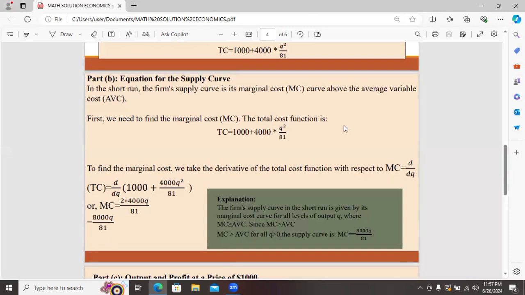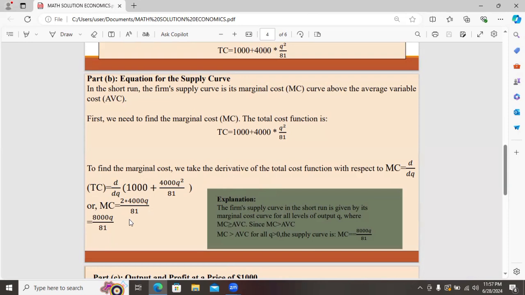From the first part, we have the equation TC = 1,000 + 4,000Q^2/81. After that, we are going to differentiate the equation. d/dQ of 1,000 is 0 because it's a constant. Then for 4,000Q^2, the 2 comes forward and we get 8,000Q/81. It's a pretty simple derivation. So we get marginal cost, which is 8,000Q/81.